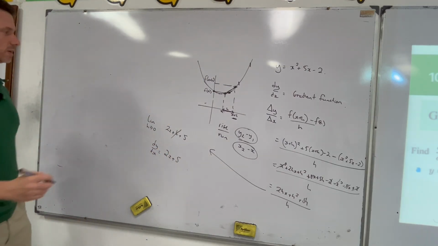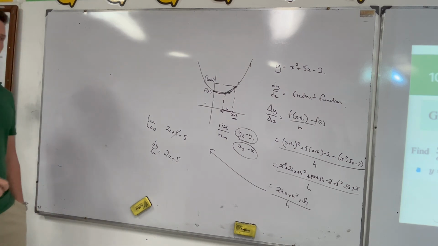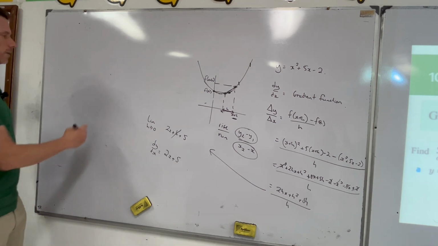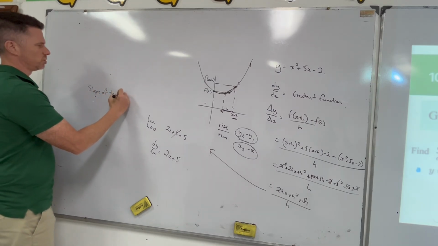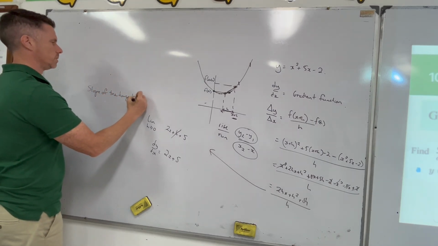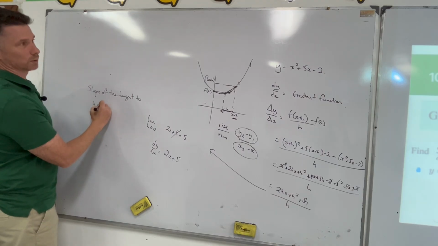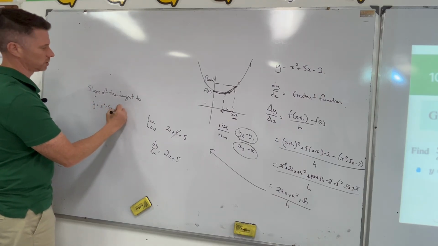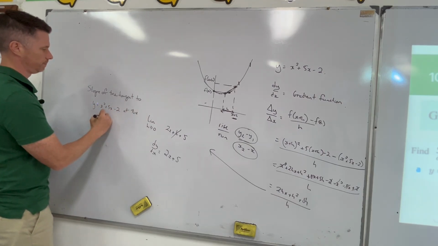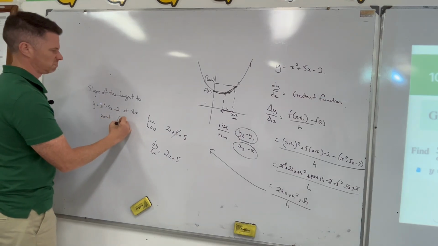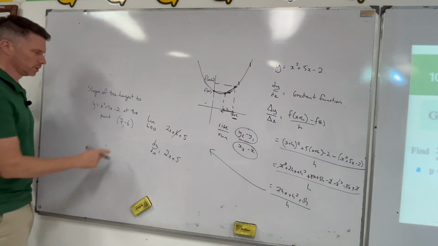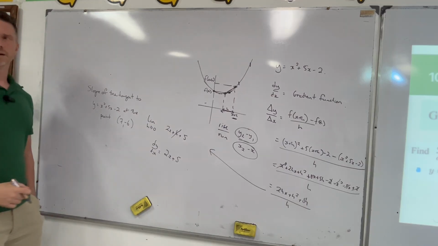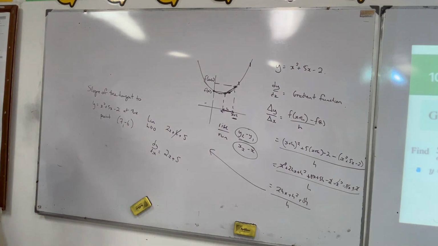What does that mean? That means we can find the gradient anywhere along the function. So if we wanted to find, let's say, the slope of the tangent to y is equal to x squared plus 5x minus 2 at the point (7, -6). That mightn't be a point. That would not go through (7, -6).